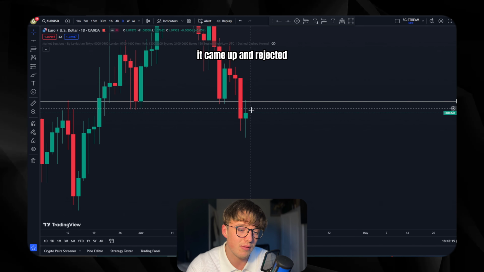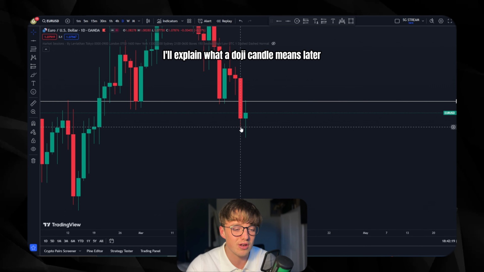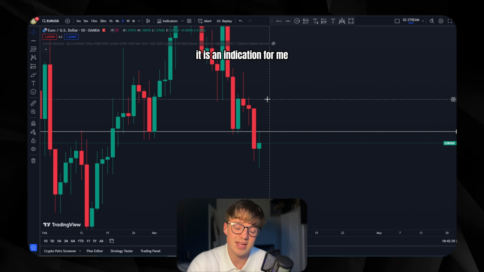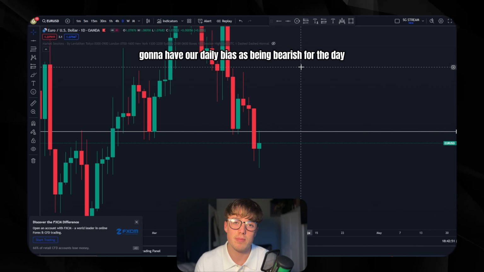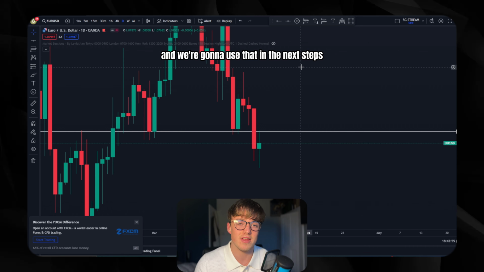It came up and rejected back down and almost closed doji, if you'd like. I'll explain what a doji candle means later. But we did almost close doji, so it is an indication for me that we are going to push downwards. So that being said, we are going to have our daily bias as being bearish for the day, and we're going to use that in the next steps.